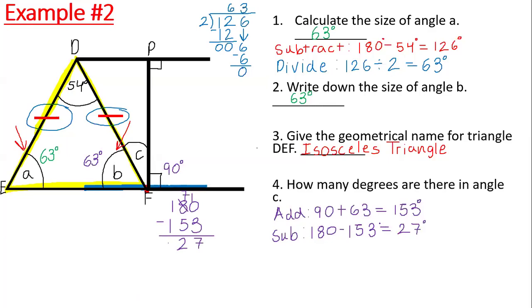27 degrees. Anyone got 27 before me? I did. Mr. Petite, I got it. Very good. So that means C is equal to what? 27 degrees. All right, let me know if y'all understand how to do this so far. Yes, sir.